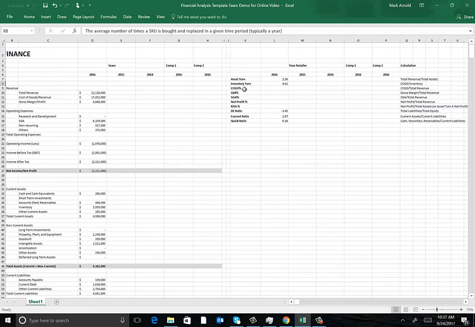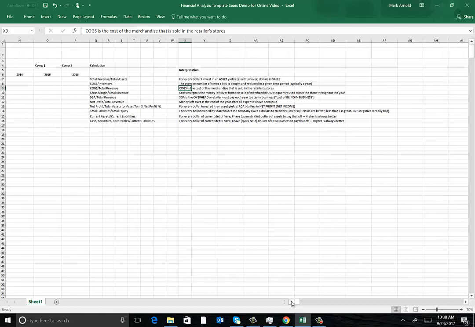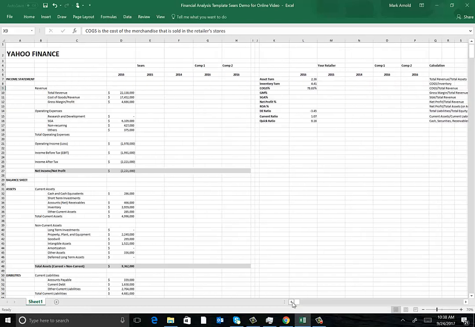Okay, now we're going to do the COGS percentage, or cost of goods percentage, and that's always going to be a percentage of total revenue. So I'm going to take my cost of goods divided by my total revenue. Enter. Okay, so cost of revenue for Sears is almost 80% of total sales. Okay, all right, and again, looking at our interpretation over here, COGS is the cost of merchandise that is sold in the retailer stores, and then the percentage is reflected as a percentage of total sales.